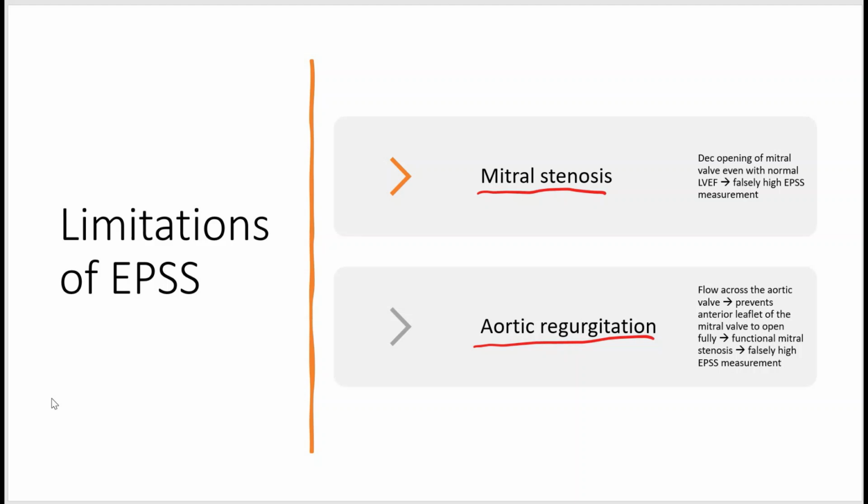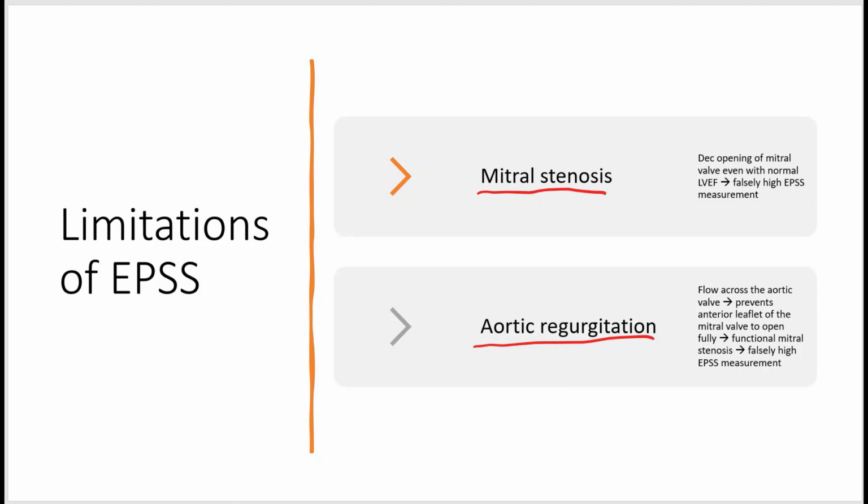Here are some limitations of EPSS, and they exist in patients with mitral valve stenosis or aortic regurgitation. In mitral valve stenosis, there's decreased opening of the mitral valve. So if there's decreased opening, the valve's not really hitting that septum that well. So that distance from the septum to the tip of the mitral valve leaflet is going to be long. As a result, the measurement of the EPSS will be falsely high even if the patient has a normal ejection fraction.